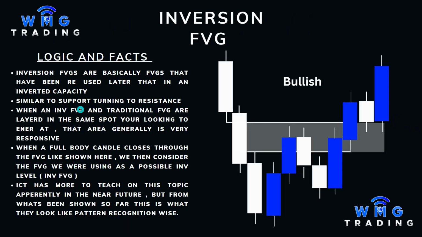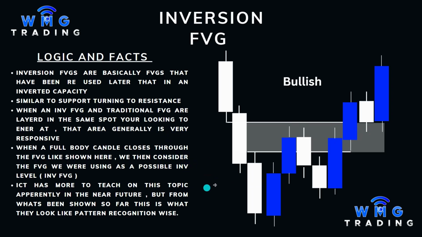But yeah, so now let's talk about inversion fair value gaps. Inversion fair value gaps are basically fair value gaps that have been reused later, or have been traded through and then get reused in an inverted capacity. So in this case, this was a bearish fair value gap, but price ended up trading all the way through it on a closing basis, and the price returns back into it using it as support to go higher. So this is basically the inversion fair value gap.